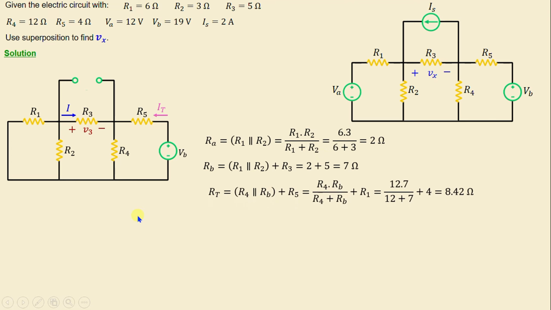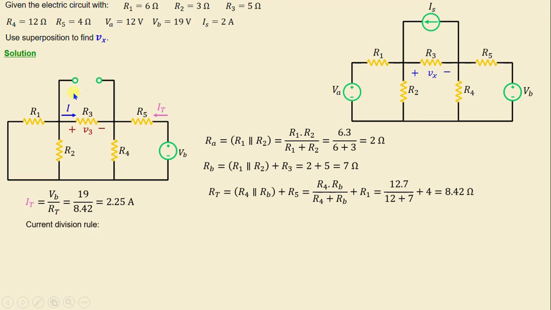And the total resistance of this circuit is given by R4 parallel to Rb in series with R5. We get R4 times Rb over R4 plus Rb plus R5, we get 8.42 ohms. The total current It is given by Vb over Rt. And if we replace Vb and Rt with their numerical values, we obtain It is equal to 2.25 amps.